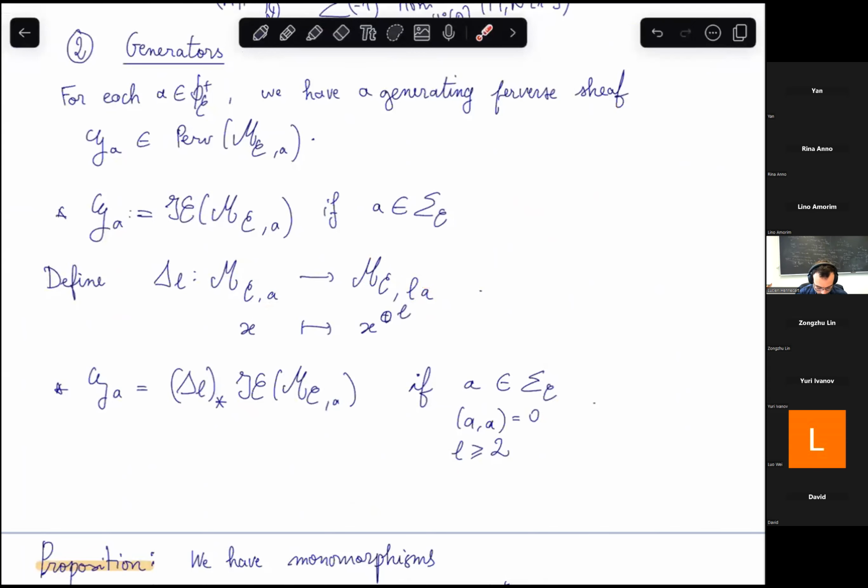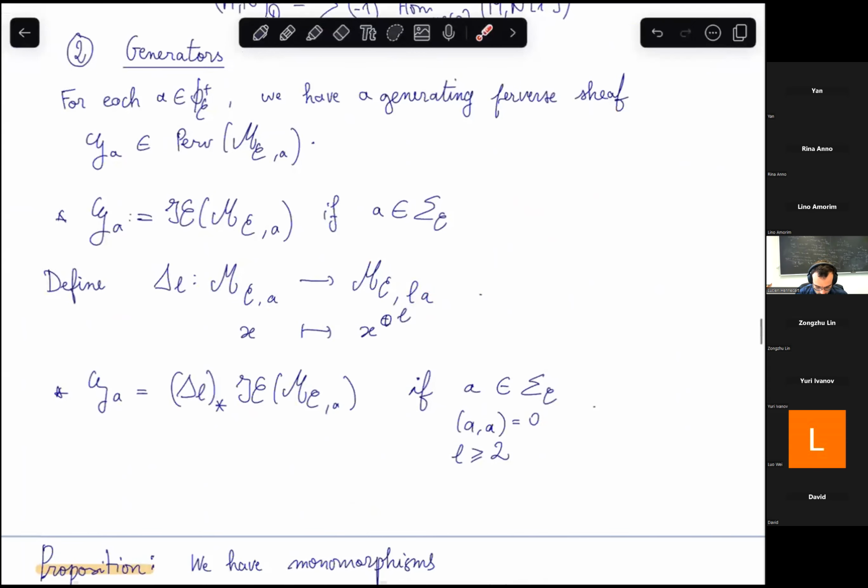So now we have the roots, we have the generators, and so we have everything to construct some Lie algebra in the category of perverse sheaves over the good moduli space M_C.